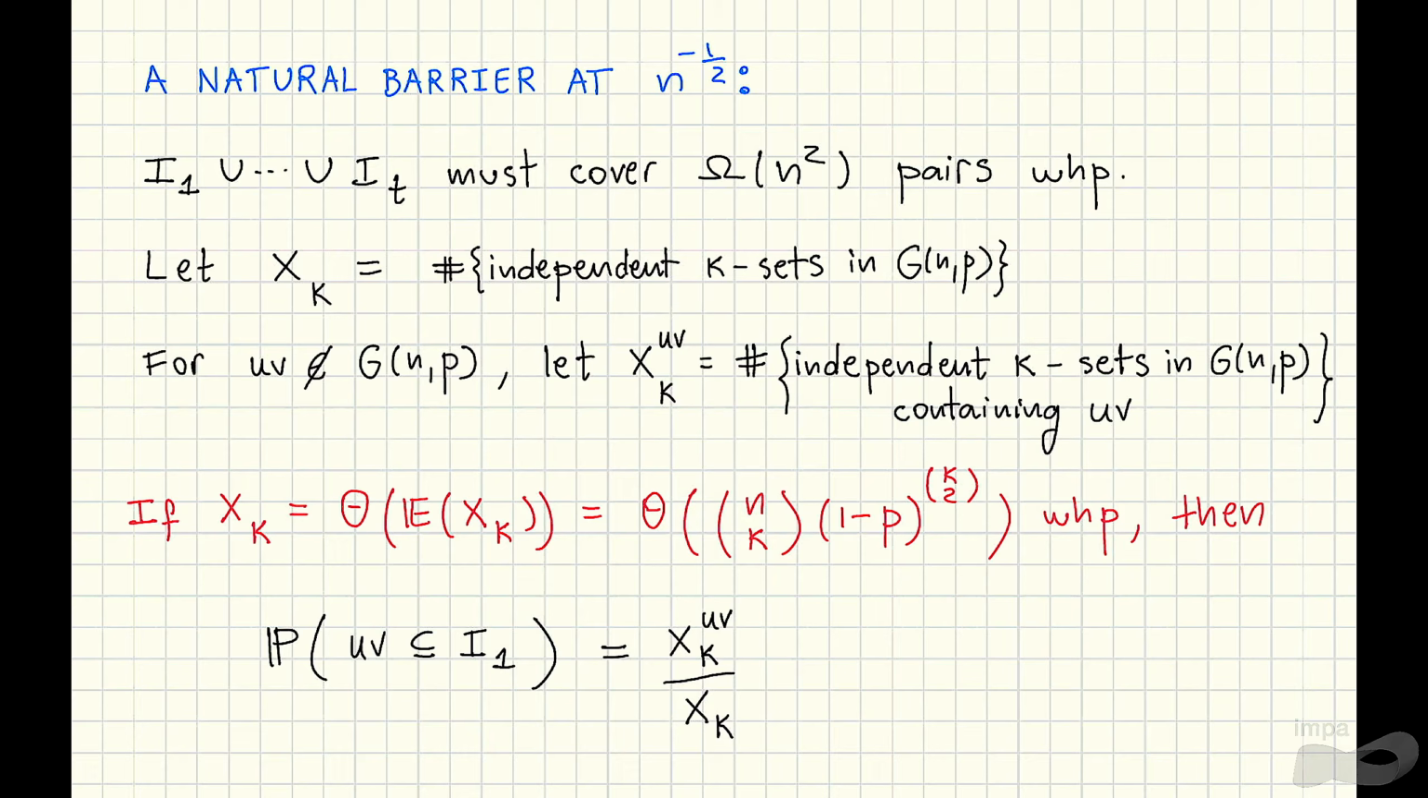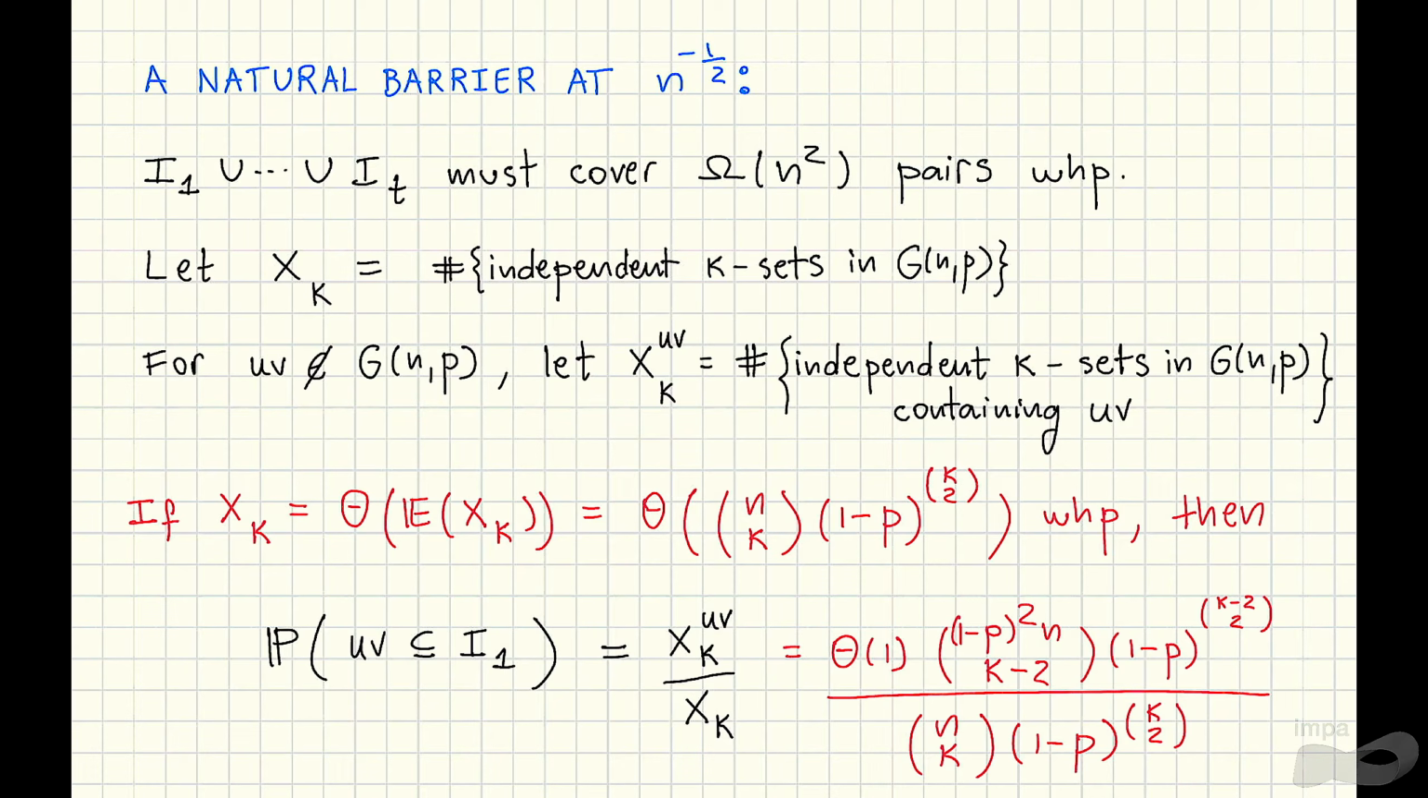Okay? So if you have that xk is a constant times the expected number of independent k sets, then what we expect is this. So first of all, the expectation is n choose k times 1 minus p to the k choose 2. And the expression above is just the expectation of the number of independent sets of size k minus 2 in the common known neighborhood of these vertices. And on the bottom, I just have the expectation. Okay? Is this clear? I see less nods now.